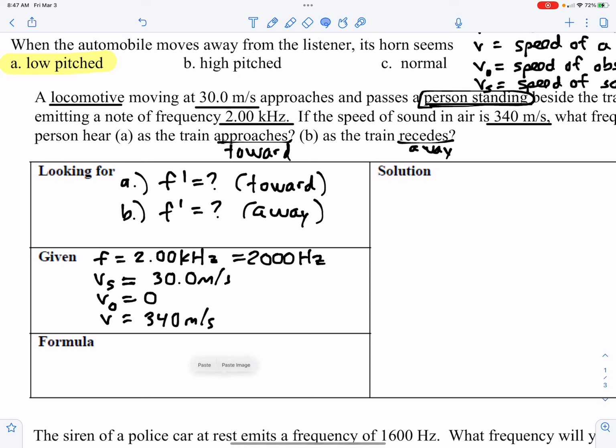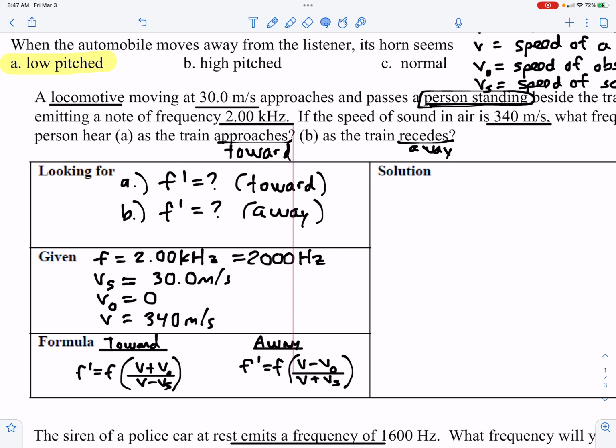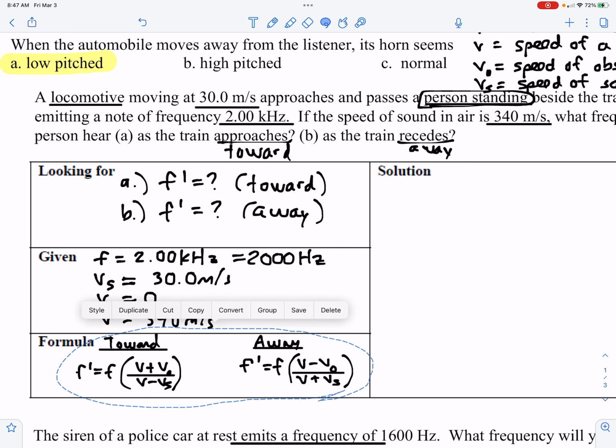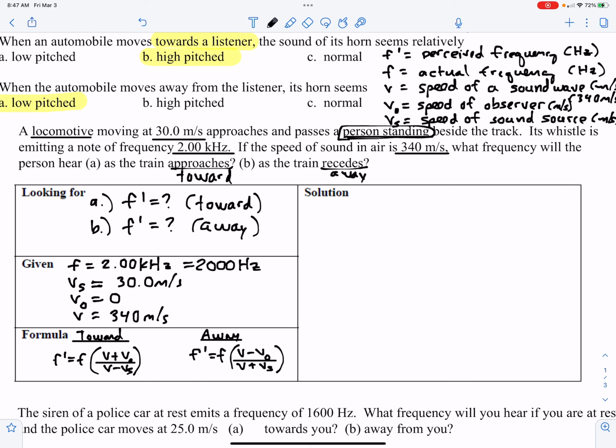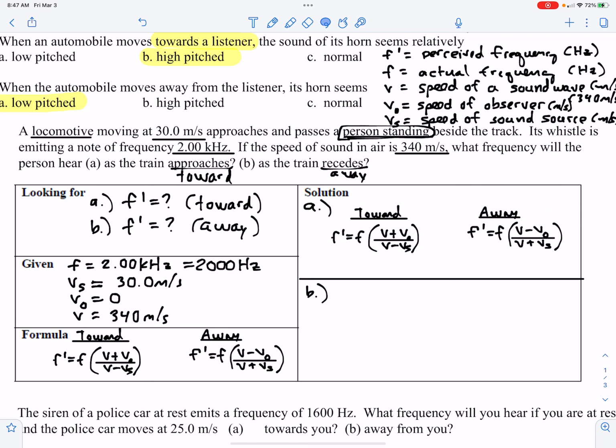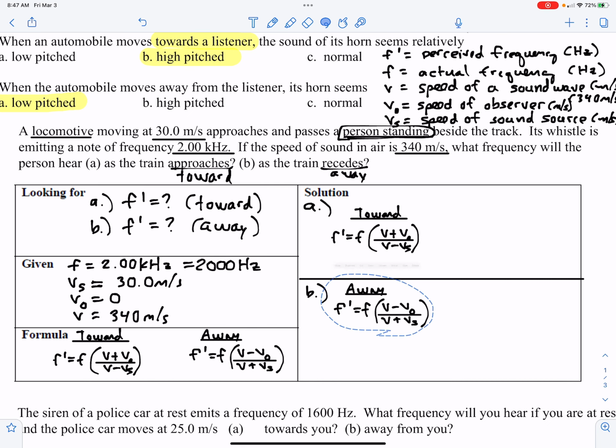Okay, so we're going to record both of our equations. Pause the video so you can write down your equations. Okay, so then what we're going to do is split our solution box in half. Top for part A, bottom for part B. Part A, we want to find the perceived frequency as they approach each other, and then part B, we want to look at the perceived frequency as they get farther away. So let's go ahead and get our equations set up.